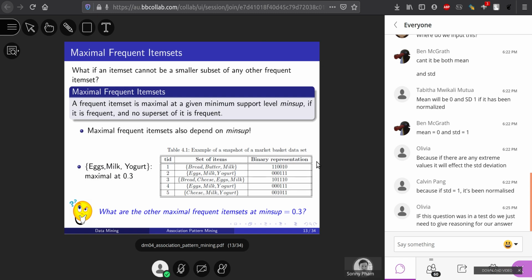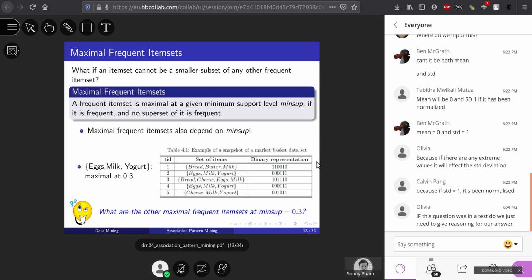This next concept has proved to be a little bit tricky for many students in the past. It is the maximal frequent item set, which does not mean maximum. It's not about the size. It's about the fact that it could not be a subset of any other frequent item set. In the video I explained that already.